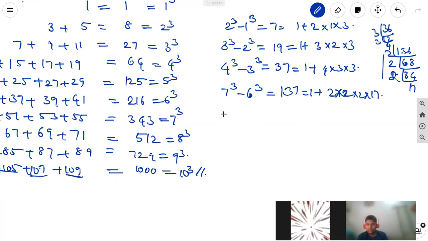In the same way we can find out 12 cube minus 11 cube equal to how much? 20 cube minus 19 cube equal to how much? From that we can write each and everything as 1 plus something only. Why? Because we are getting the odd numbers.